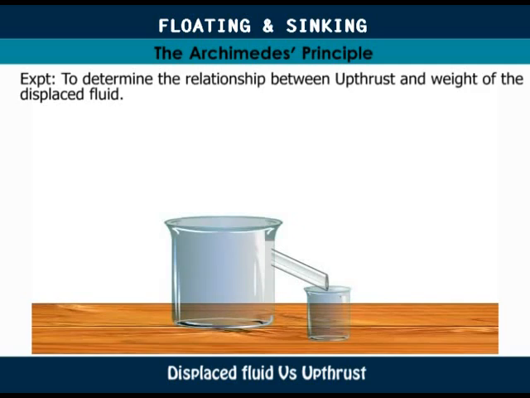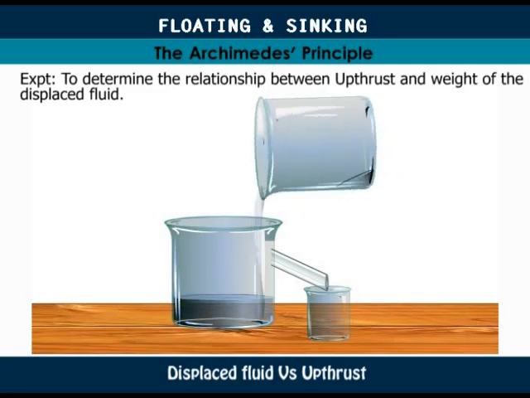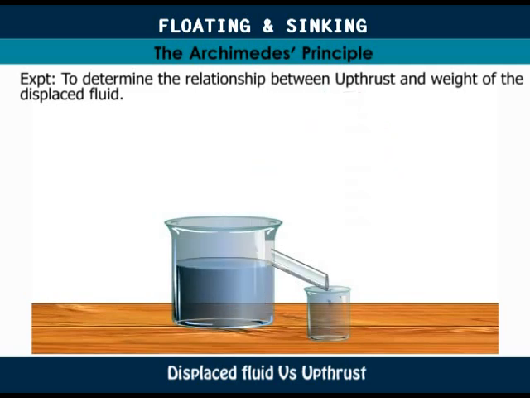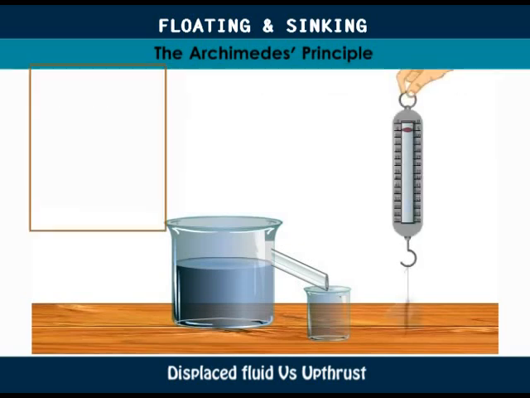We take a Eureka can and a beaker and arrange them as shown here. Pour water into the Eureka can until it overflows through the spout. When the water stops dripping, replace the beaker with an empty one whose mass is known. Suspend a stone with a string on a spring balance and record its weight.